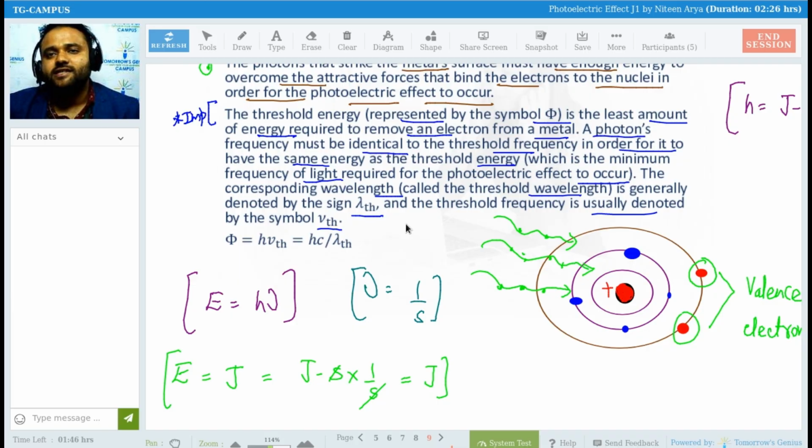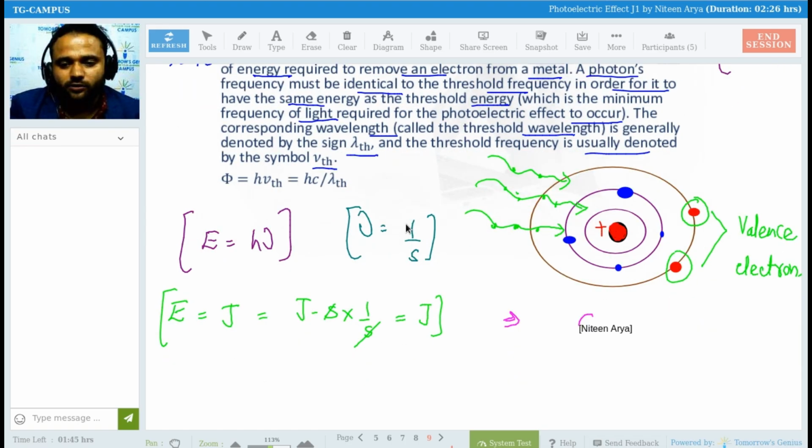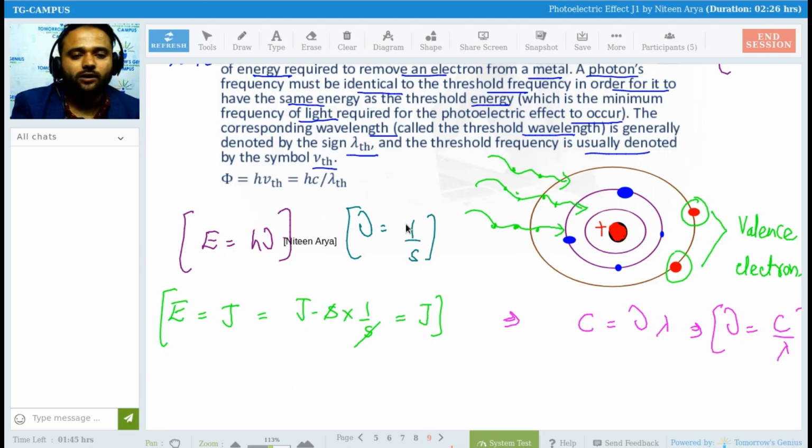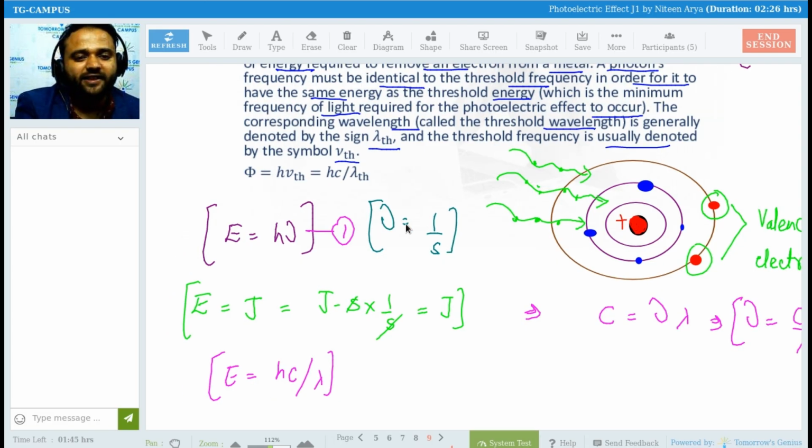So for any particular wave, any particular radiation, we can represent this as E equals h nu, the amount of energy these particular waves carry of frequency nu or frequency f. And we know this very firmly from the early classes, the velocity of light c is nu into lambda, frequency into lambda. So if I want to find frequency in terms of lambda, that is c by lambda. So this equation number 1 can be converted into hc by lambda.